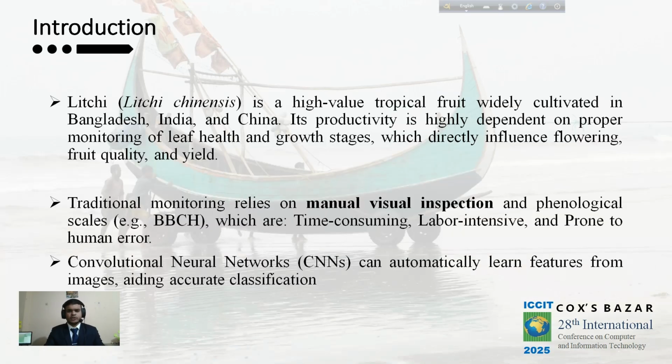Let's start. Introduction. Lychee is a high-value tropical fruit widely cultivated in Bangladesh, India, and China. Its productivity is highly dependent on proper monitoring of leaf health and growth stages, which directly influence flowering, fruit quality, and yields. So, we can see that the lychee has economical, nutritional, and medicinal value in our country. Traditional monitoring relies on manual visual inspection, which is time-consuming, error-prone, and labor-intensive. Convolutional neural networks can automatically learn features from images, aiding accurate classification.